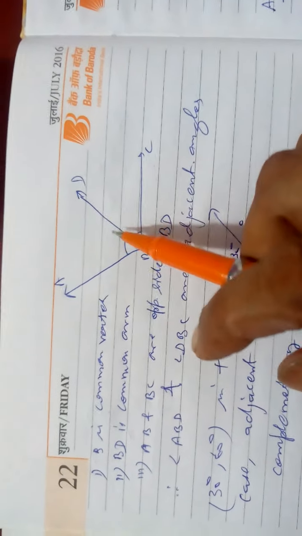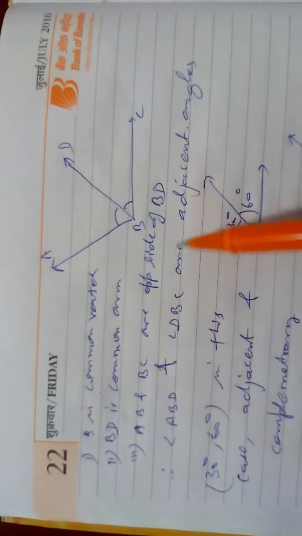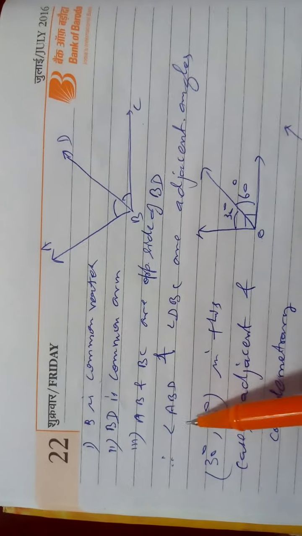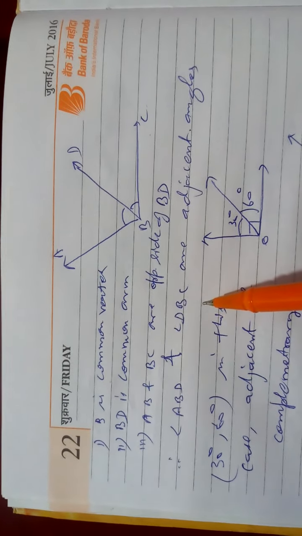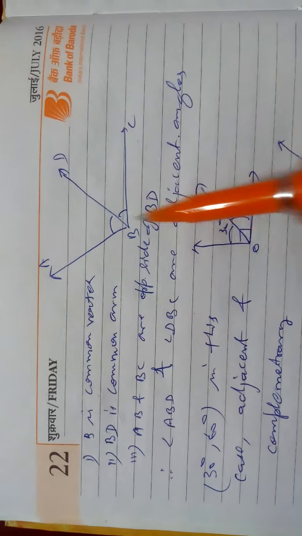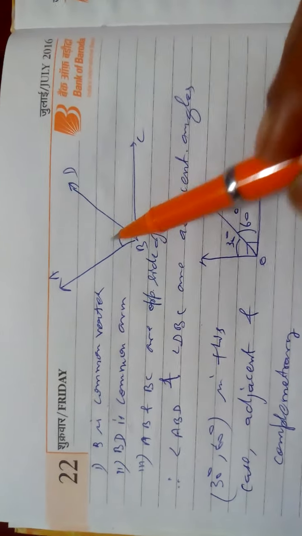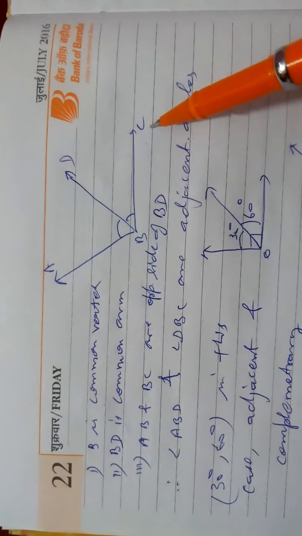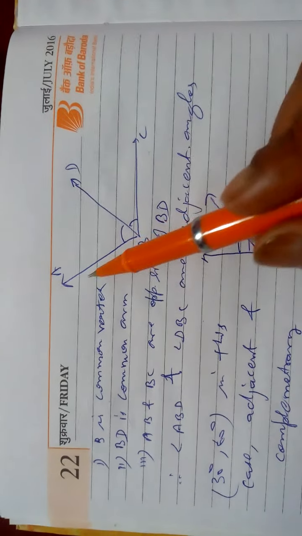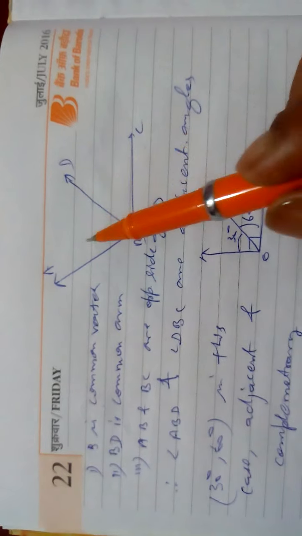Both is either side, means one is left then one is right. So the third condition is also fulfilled. It means angle ABD and angle DBC are adjacent angles. But with the same condition, ABC and ABD are not adjacent.